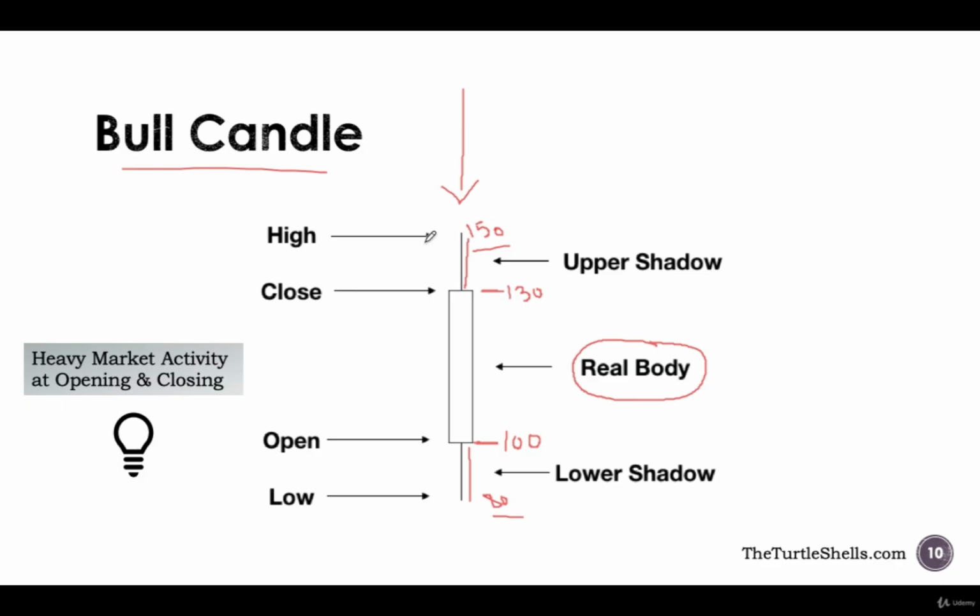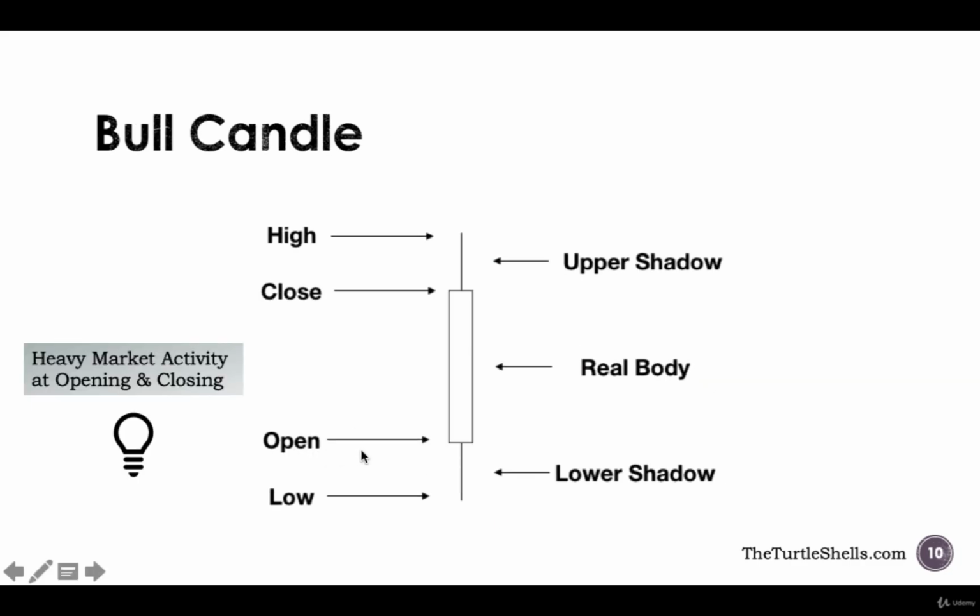The distance between the high and the close, that's the upper shadow. The upper shadow represents bearishness in the market because the bears are pushing the price from this point to this point. And the lower shadow, which is the distance between the open and the low, represents bullishness because the bulls are trying to push the price from this low level.